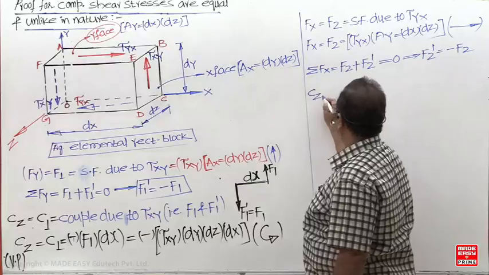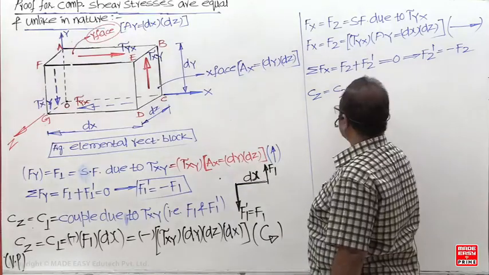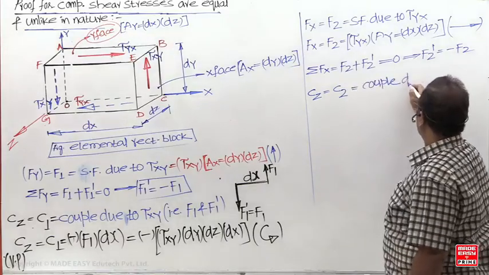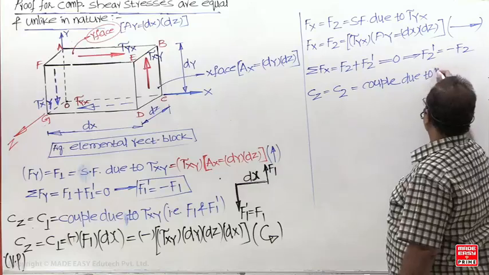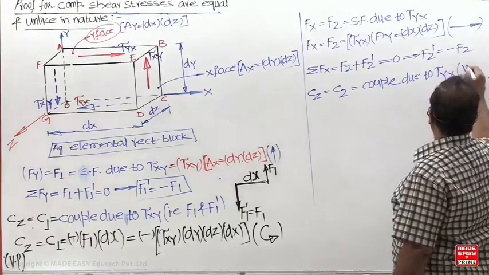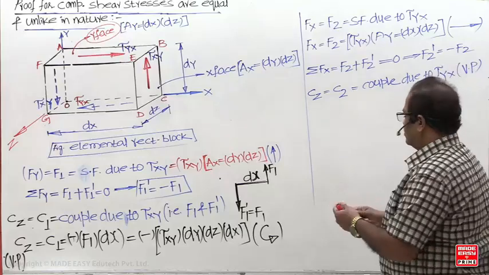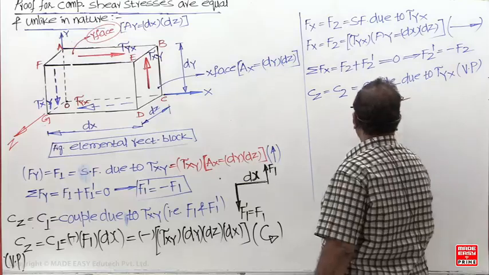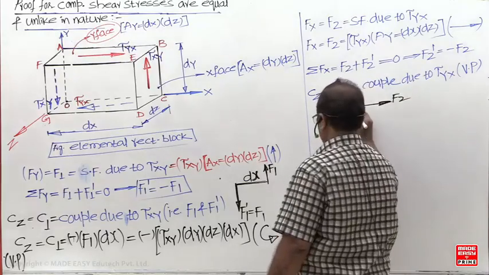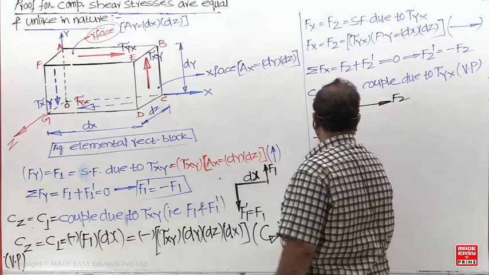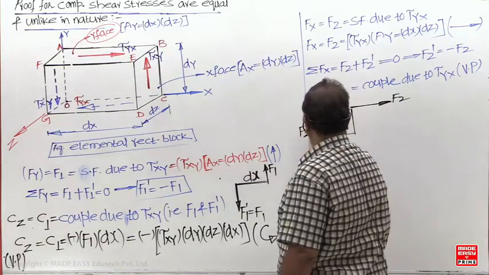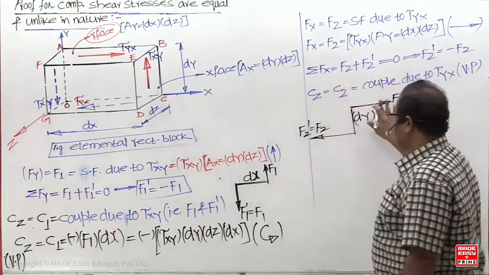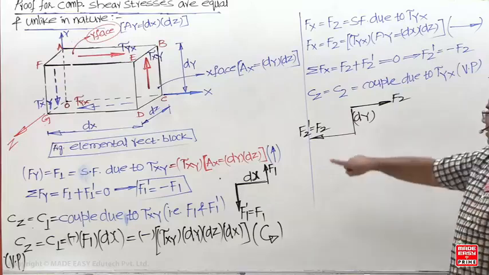Now this couple I am calling C2, the couple due to tau yx. This couple is also in which plane? Vertical plane. F2, F2 dash. F2 dash is equal to F2. What is the perpendicular distance between these? It is dy. So once again these two will form a couple in which plane? Vertical plane, but clockwise.